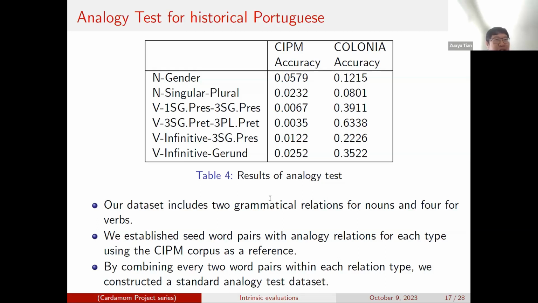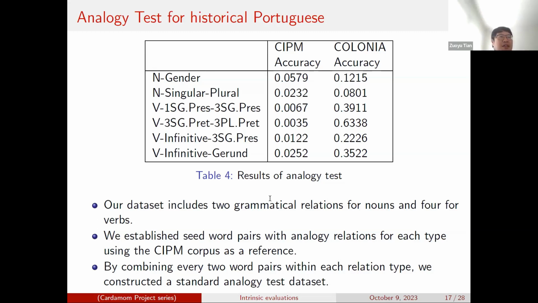But if we look into the results of the analogy test, we can see that there is a huge gap between CIPM and Colonial. The performance of the models in CIPM is pretty bad, because for some types of analogy relations the accuracy is even lower than 1%. For example, for third person singular to third person plural, for the word part, it is less than 1%. So we can say that the result is not very good.